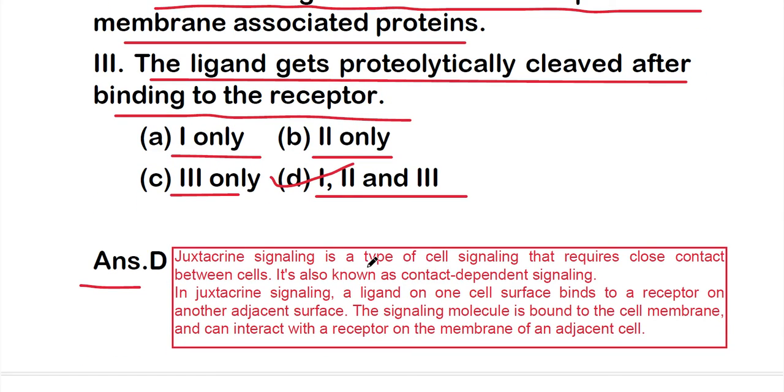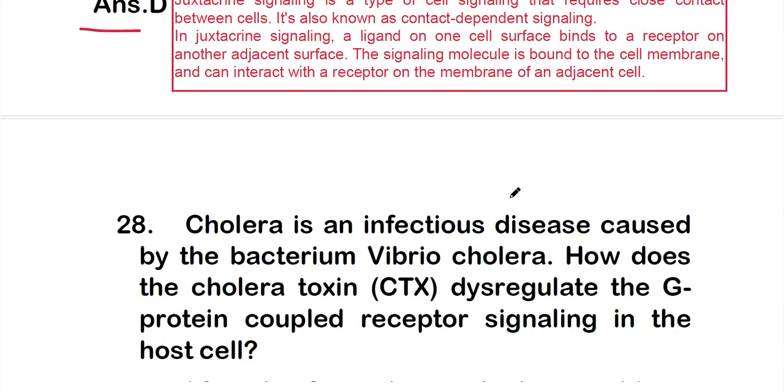This signaling is a type of cell signaling that requires close contact between cells. So it is also known as contact dependent signaling. In juxtacrine signaling, a ligand on one cell surface binds to a receptor on another adjacent cell surface. So the signaling molecule is bound to the cell membrane and can interact with a receptor on the membrane of an adjacent cell. Okay, so next question.